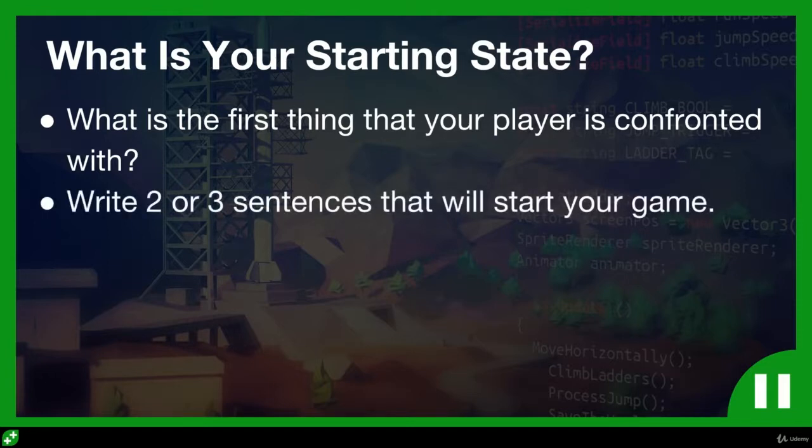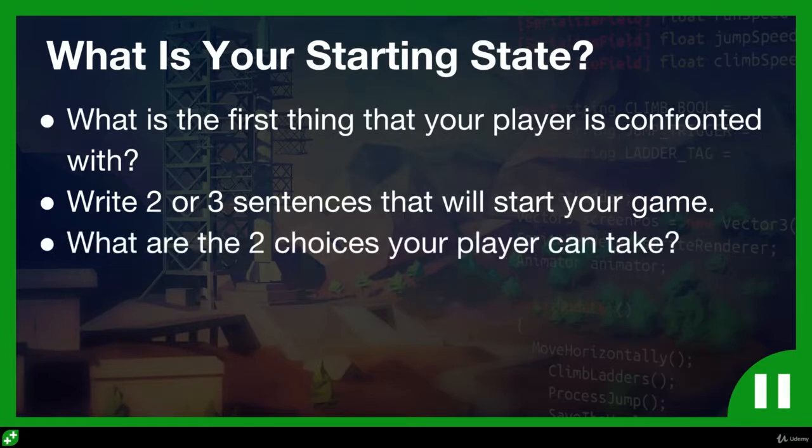So come up with 2 or 3 sentences that will start your game. For example, you walk into a room, you smell, what did I say before? Smell burnt toast. It could be that. It could be even cleverer than that, perhaps. And what are the 2 choices your player can make? So this is important at the start. Let's think about what choices are you going to give your player? What format should you write this up in?